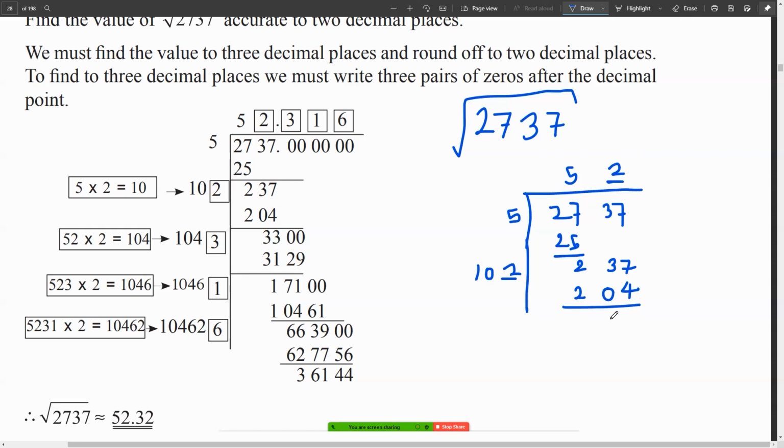Then I'll be getting a value like 33 here. Then you can see that this 52 is not the square root of 2737, as this value is not 0. So in this kind of situation, you need to put a decimal point here and also a decimal point here, and you should get a couple of 0s. Okay, 52, it means 104, right?